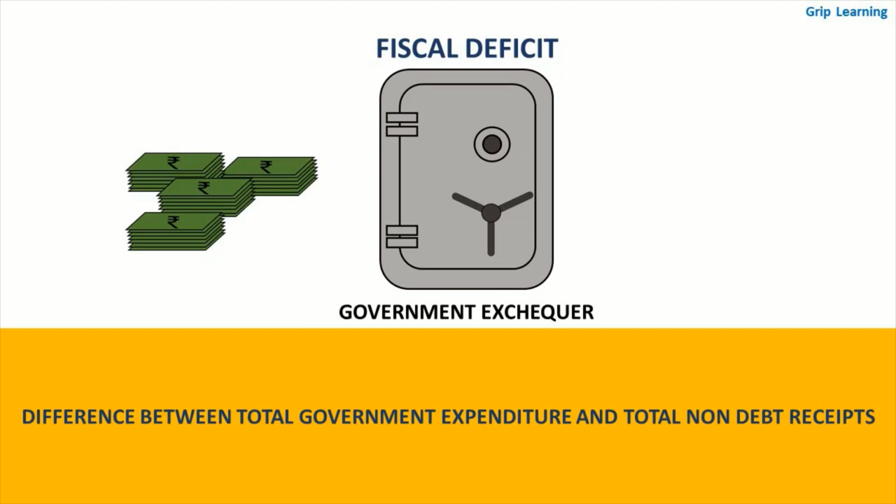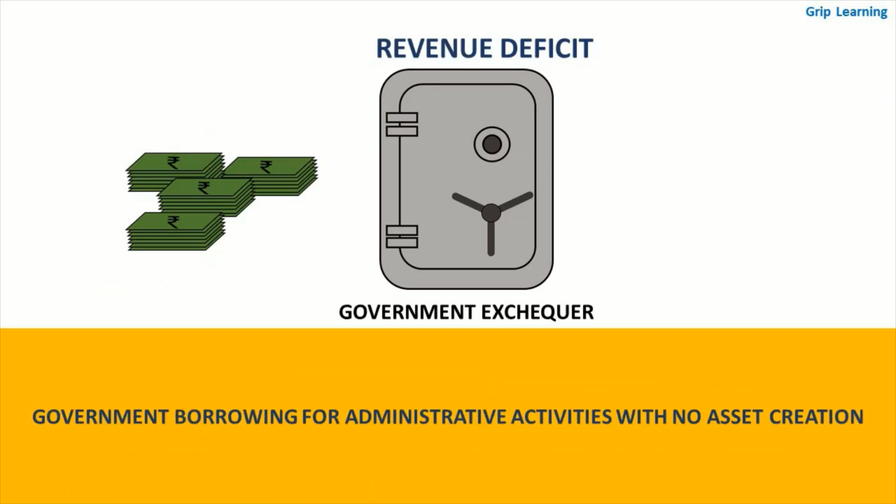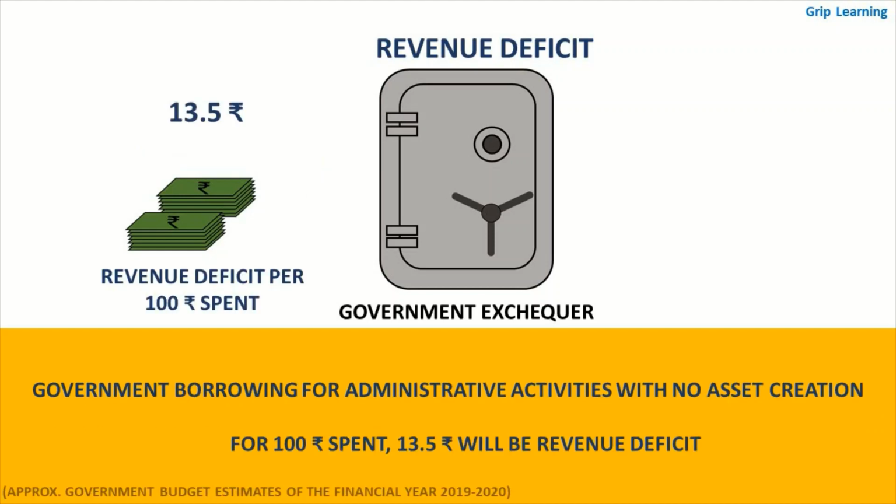Fiscal deficit is the difference between total government expenditure and total non-debt receipts. For every 100 rupees spent, government will borrow a total amount of 20 rupees. Revenue deficit is government borrowing for administrative activities with no asset creation. For 100 rupees spent, 13.5 rupees will be revenue deficit.